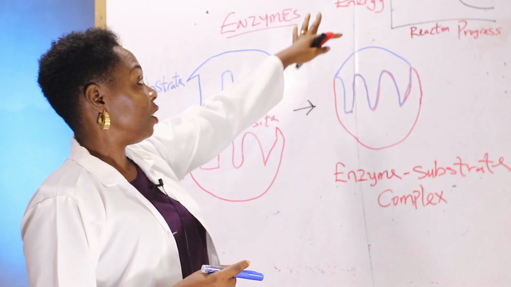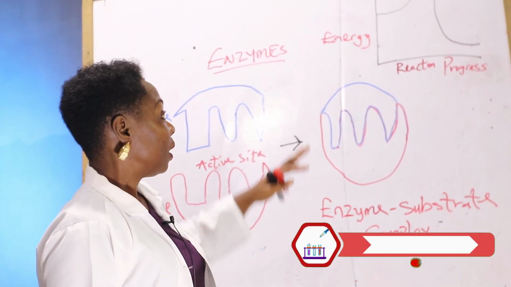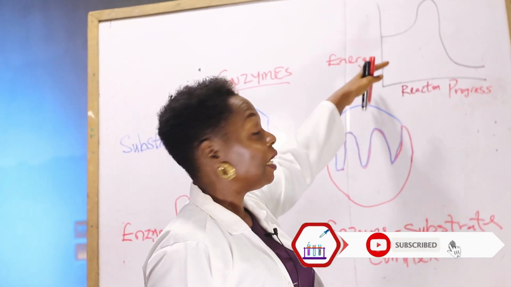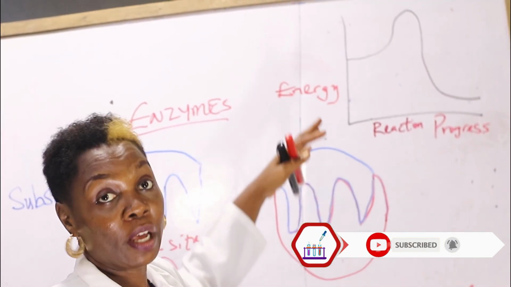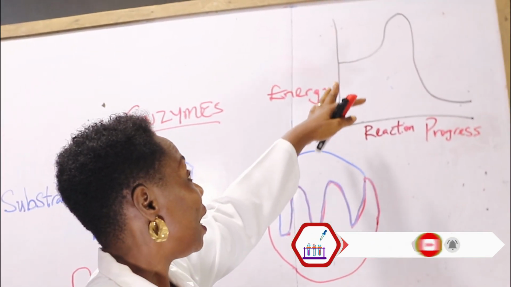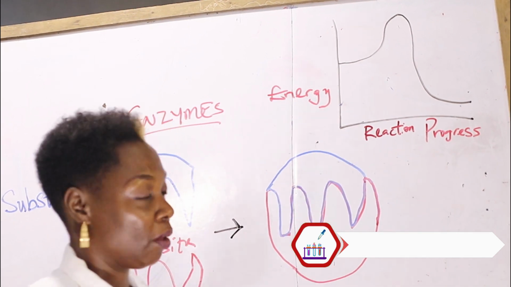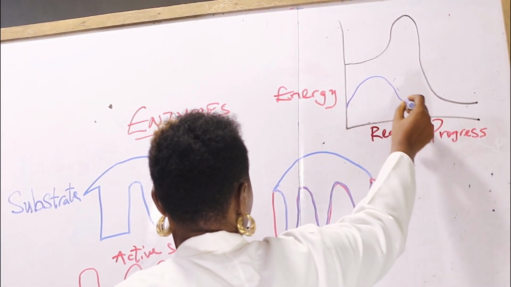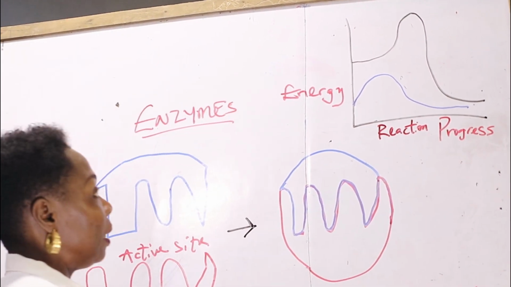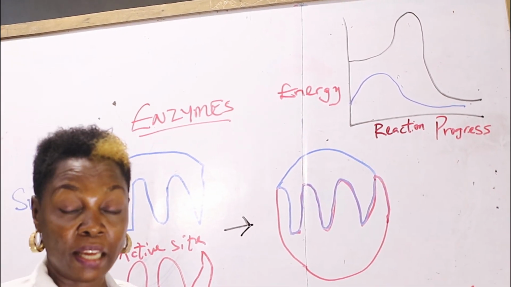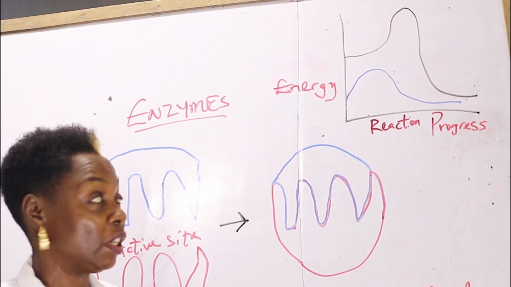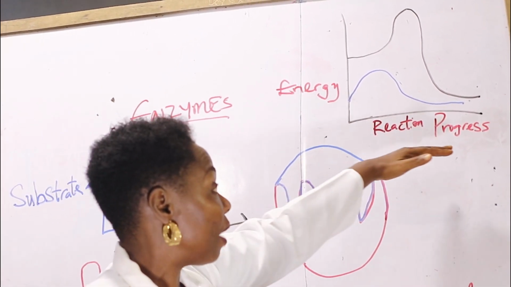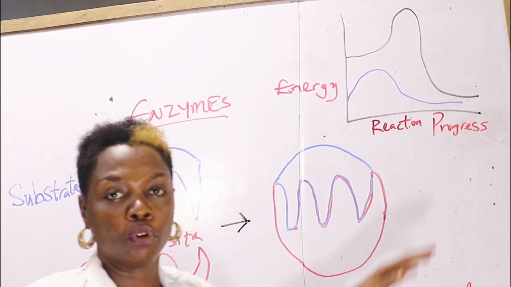So now let's look at this energy reaction progress. Now this is the energy required to catalyze a biochemical reaction. This is an uncatalyzed biochemical reaction. Now what enzymes do is that they lower the activation energy so that the substrates are stabilized when the enzymes bind to the substrate and they progress faster and form products.